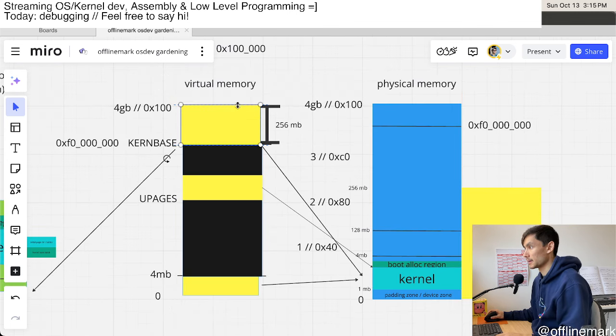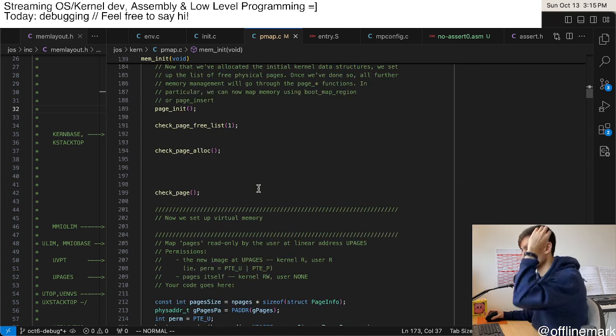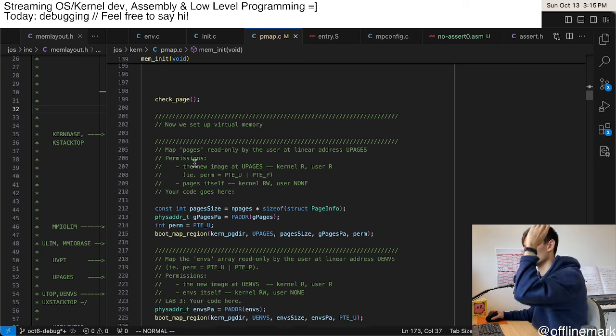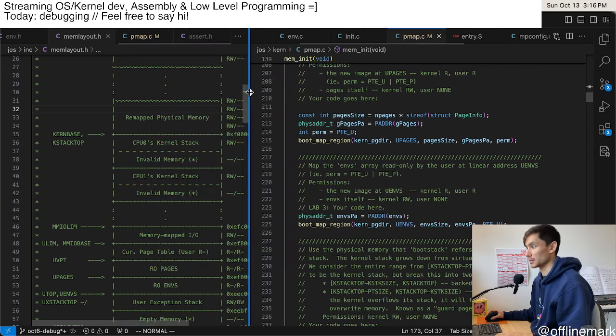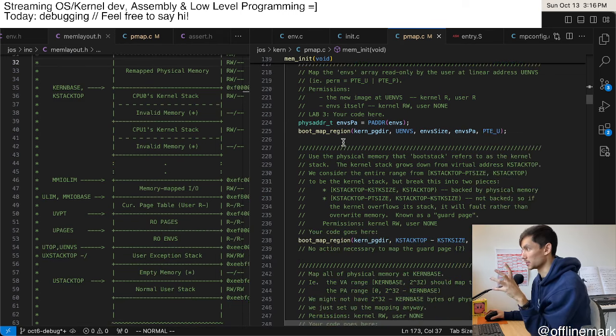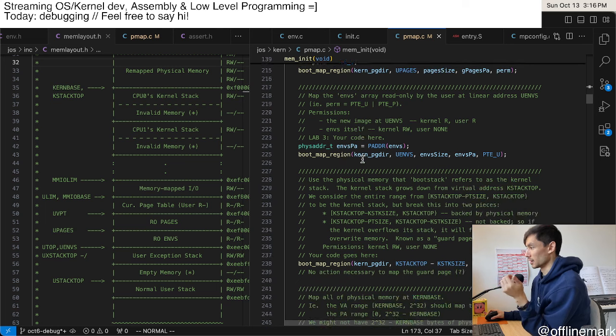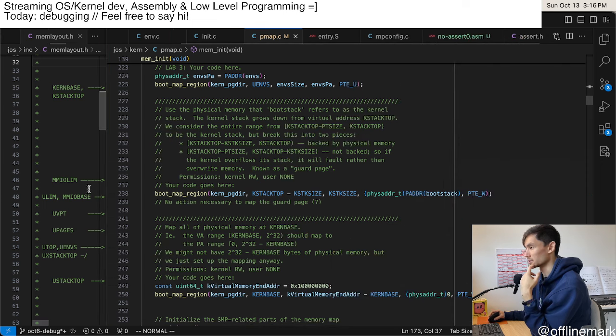Then eventually the goal of this meminit was to graduate to the actual production virtual memory layout, implementing this mem layout. So we map a bunch of stuff like this environments thing. We map the boot stack. This is important to understand.